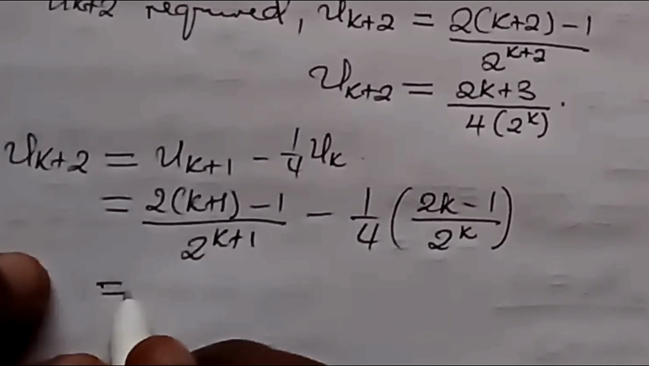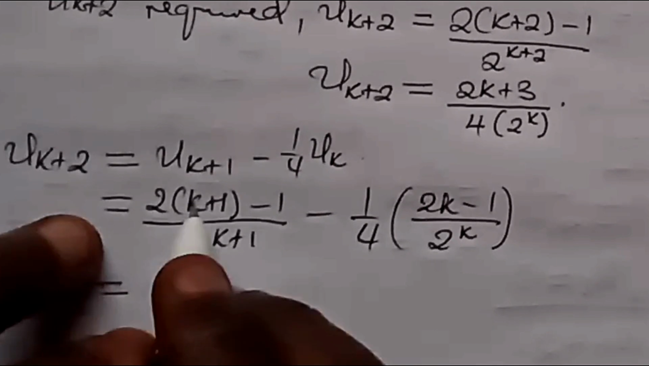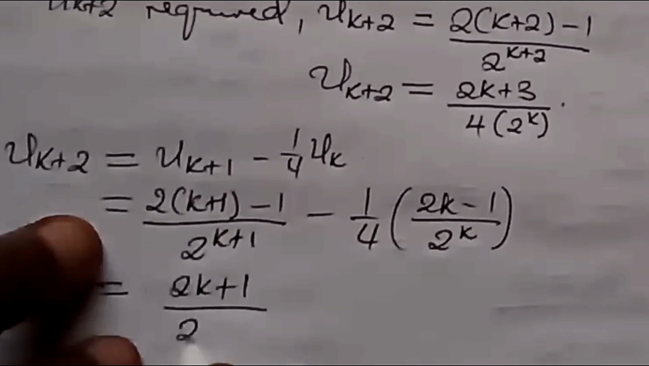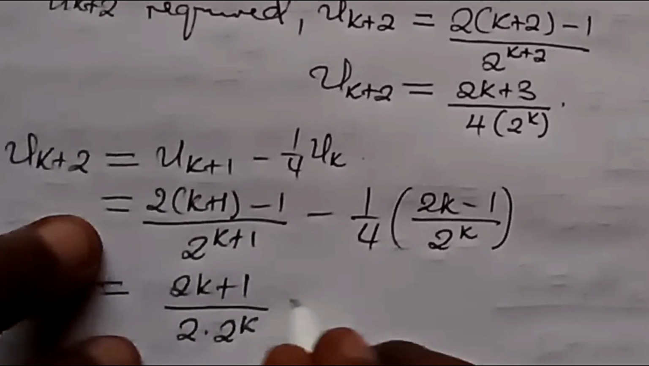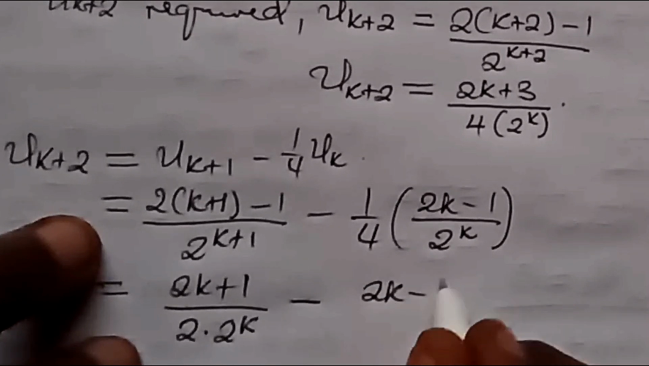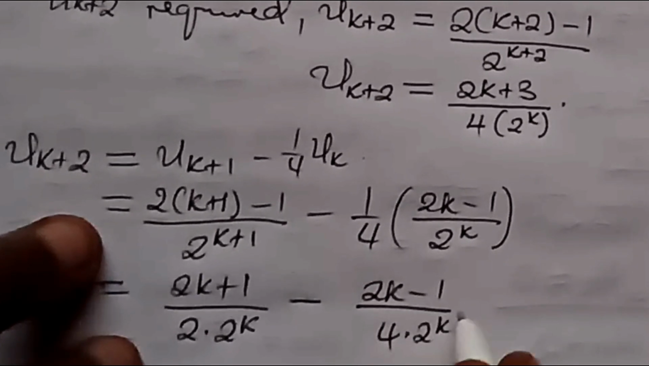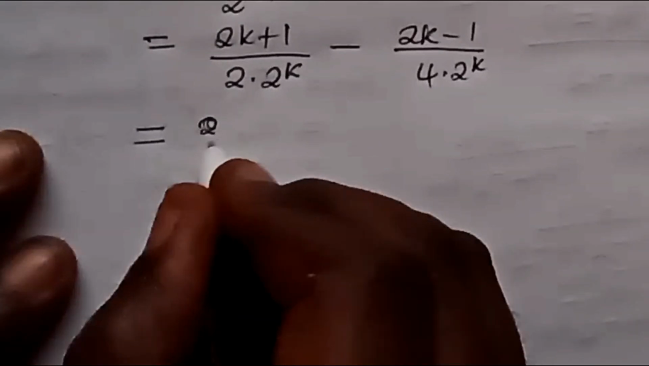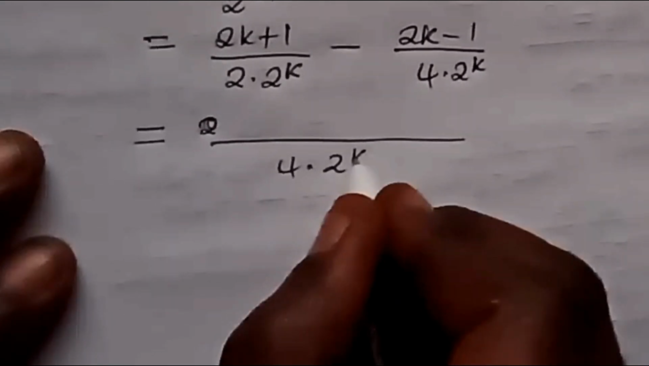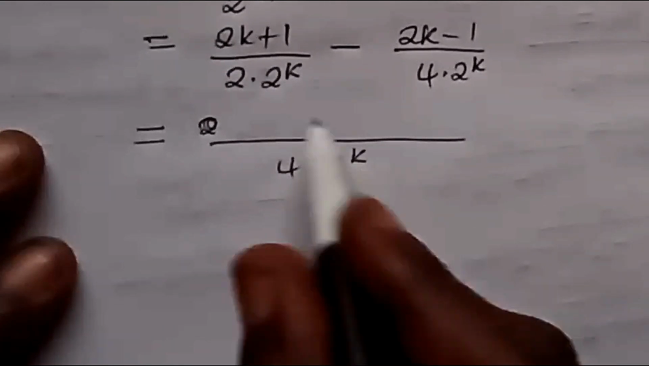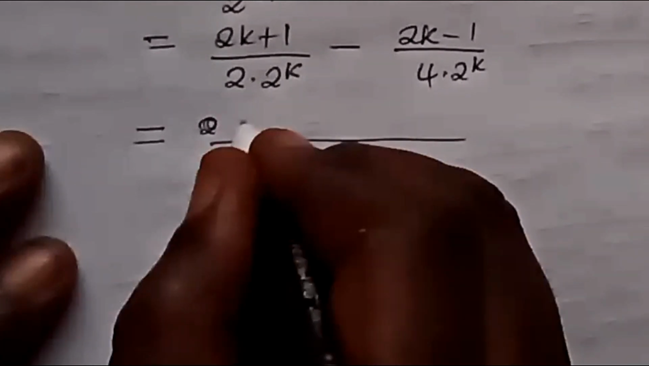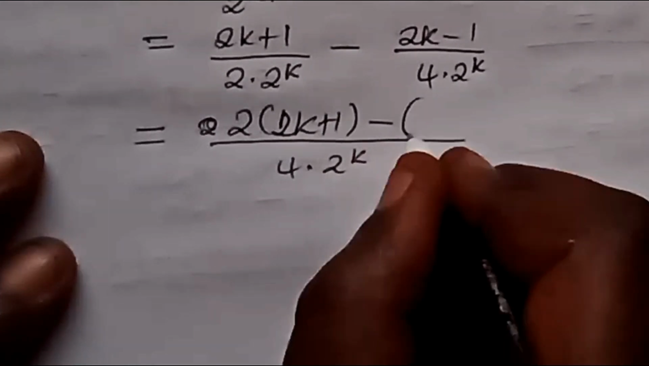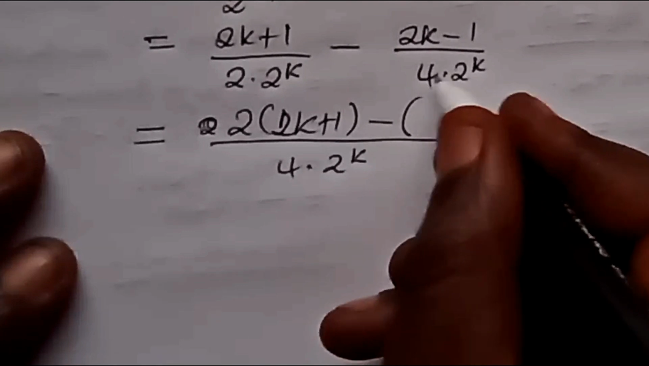Overall we get 2k plus 2 minus 1 gives 2k plus 1 all over 2 to the k plus 1, which is the same as 2 dot 2 to the k, minus 2k minus 1 all over 4 dot 2 to the k at the denominator. This gives, we have the LCM as 4 dot 2 to the k. 4 dot 2 to the k divided by 2 dot 2 to the k should give 2 into 2k plus 1, minus 4 dot 2 to the k divided by 4 dot 2 to the k gives 1.